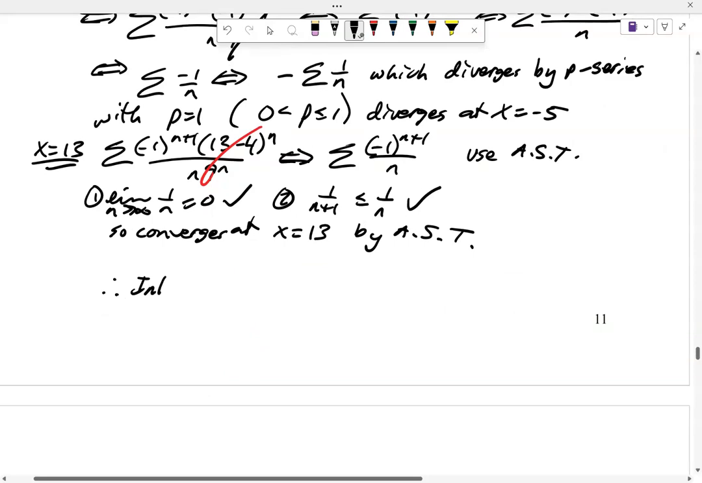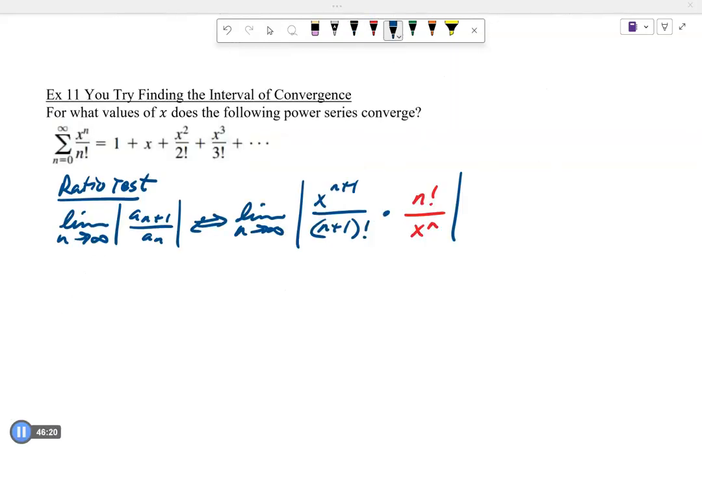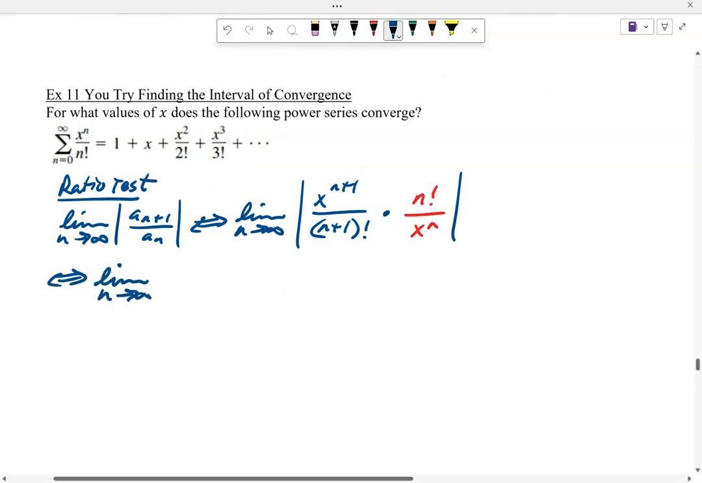Therefore, the interval of convergence is -5 to 13: it diverged at -5, and converged at 13. All right, so we've started this ratio test.